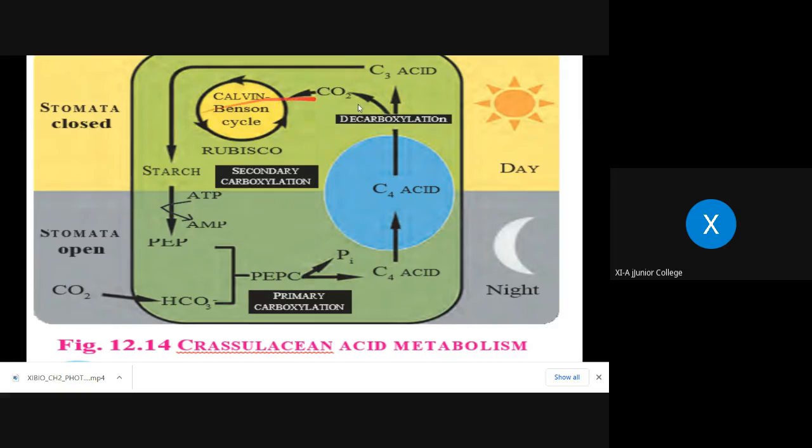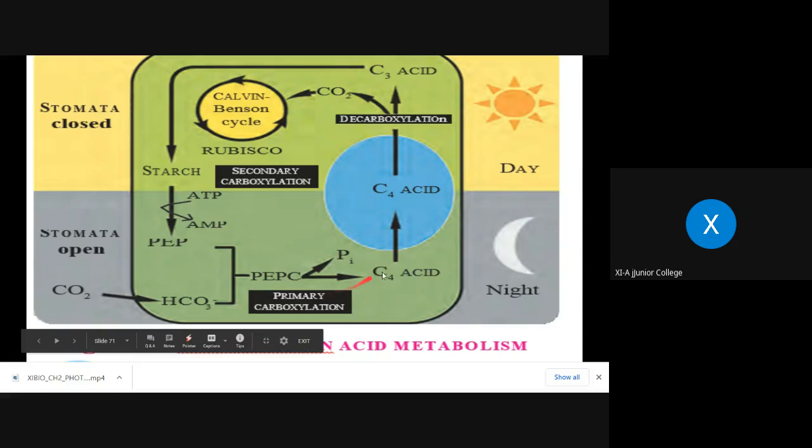During day when stomata are closed, the C3 pathway is followed, and these are CAM plants only which are showing the C3 pathway. Whereas when stomata are open, carboxylation takes place and they follow the C4 pathway. So this is during night and this is during day. That you need to remember.